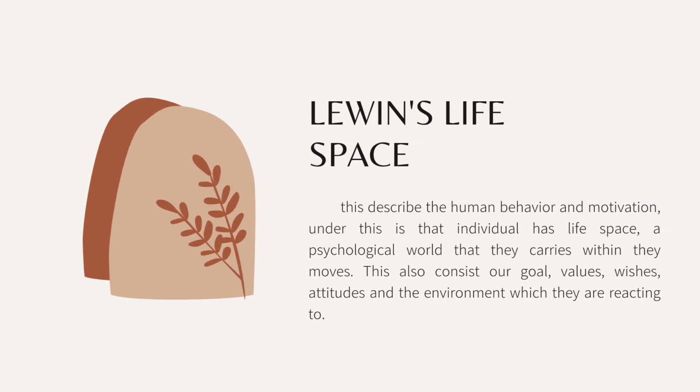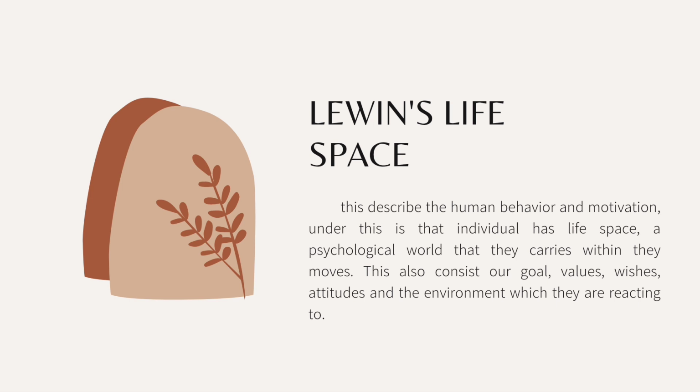Next is the Lewin's life space. This describes human behavior and motivation. Under this, the individual has a life space, a psychological world that they carry with them as they move. This also consists of our goals, values, wishes, attitudes, and the environment which they are reacting to. So a life space contains the individual himself, the goals he is seeking, positive or negative valence, the barriers that restrict the individual's movements, and the paths he must follow to reach his goals.